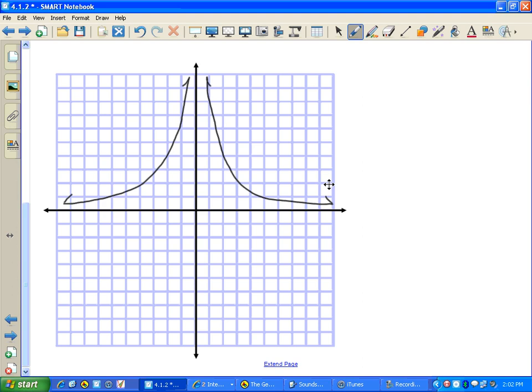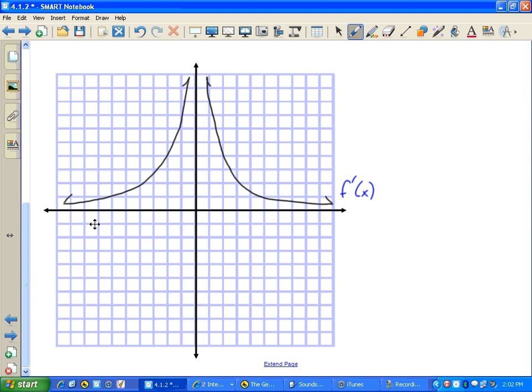Also, if they graph a derivative for us, and maybe they're asking us some questions, so maybe they want us to draw the function based on the derivative function, things like that. I just want you to remember that certain things you can get from the derivative function.